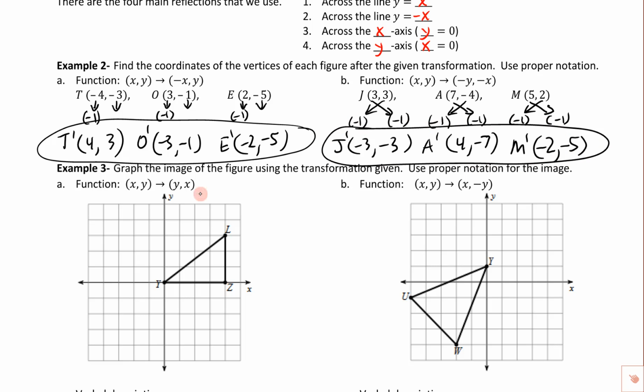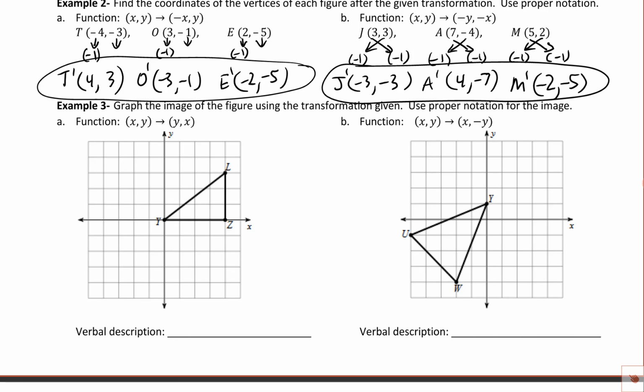Let's go ahead and take this and figure out what goes on here and see if we can describe what this transformation is. So again, it says graph the image of the figure, use proper notation. So here's what we're going to do. We're going to take the x and the y and we're going to switch them. All we're going to do is just switch them. Okay, so let's take a look at this right here. Let's take the point L. Now point L is, let's see, over 4 and up 3. Let's take Z. Z is, let's see, over 4, and we don't go up or down. And Y is 0, 0.